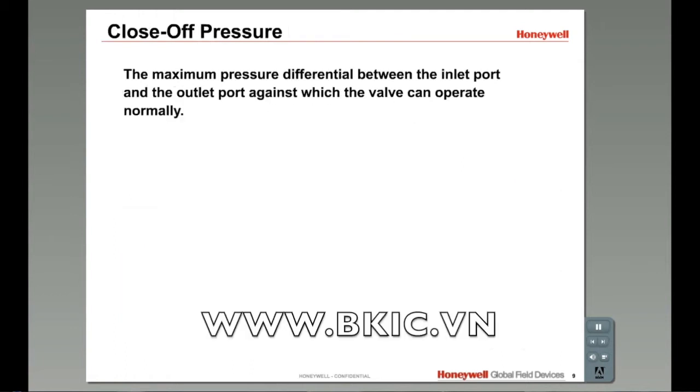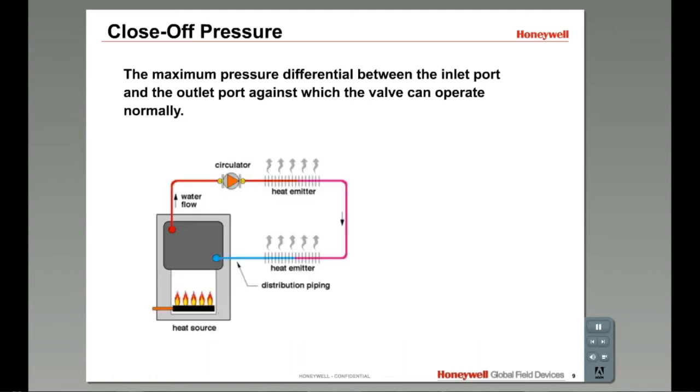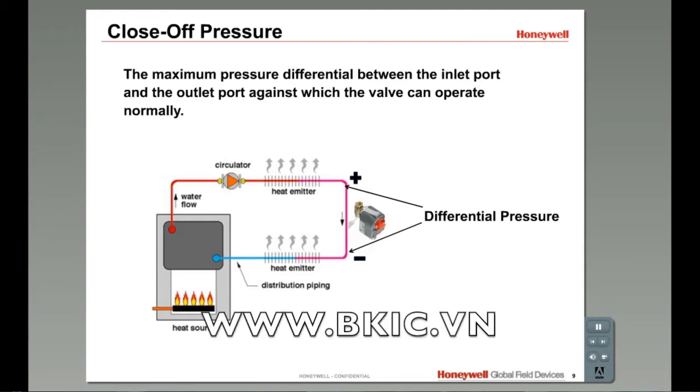When a valve is closed, there is higher pressure on the pump side than on the other side of the valve. This pressure is caused by the circulating pump and is measured between the inlet and outlet of the valve. Close-off pressure is the maximum pressure differential that a valve can withstand in a closed position without exceeding its leakage rating. The close-off rating must be equal to or greater than the required close-off pressure. The job documentation should contain this information.